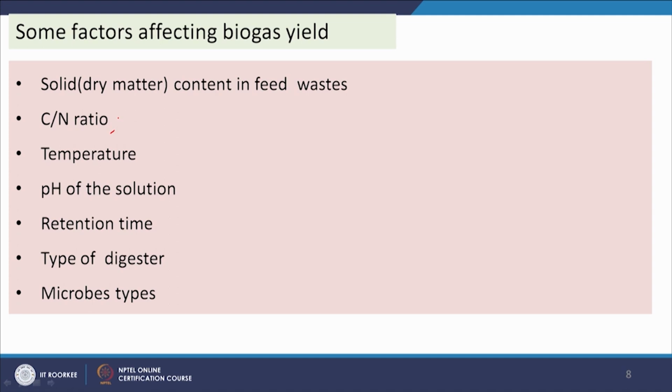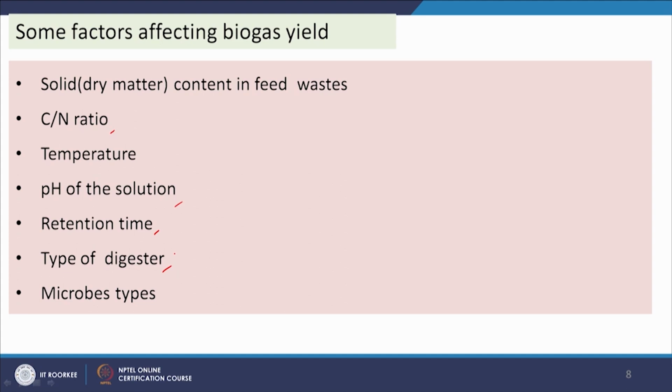So, that was 25 to 30 we have discussed in the previous class. And then temperature, that will also be important, because for the growth of microorganisms a certain temperature is required, and the pH of the solution is also important, because microbes are susceptible to the pH of the solution, and retention time, that is required for the degradation of the organic compounds, and type of digester, what type of digester we are using, single step or two step. So, that will also influence the performance.